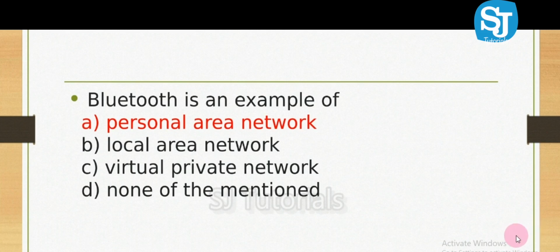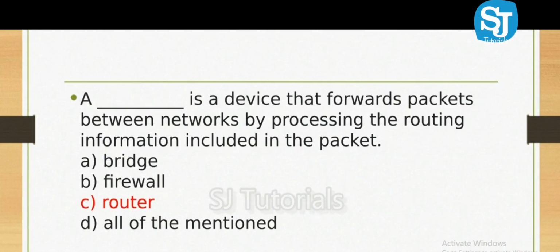Okay, then the next question: a dash is a device that forwards packets between networks by processing the routing information included in the packet. We already studied that a packet is transferred from the network layer to the next layer using the device router, because the router is the device used for transferring network data.